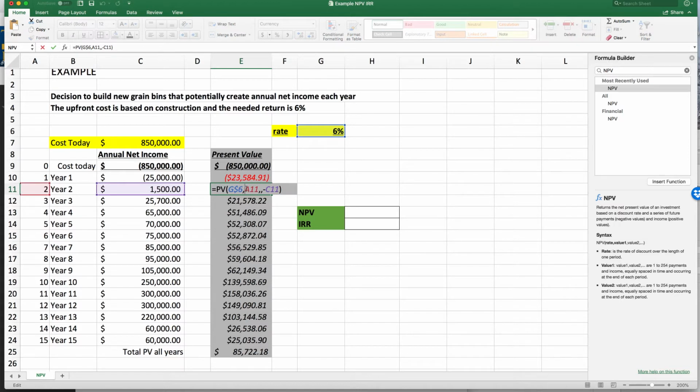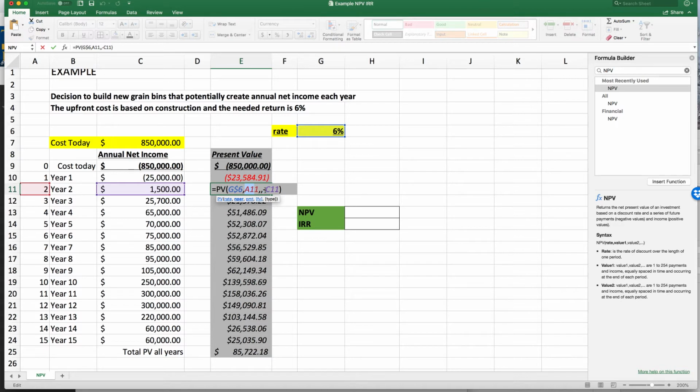If I double click on this cell, you can see all I did was just do a simple equals present value. And then I need some information. G6 is the rate. I put a dollar symbol in front of the 6, so when I copied it to all the other years, it did not move. But I've got rate. A11 would be time. That's year 2. Every time I move down, I get 3 and 4 and 5.